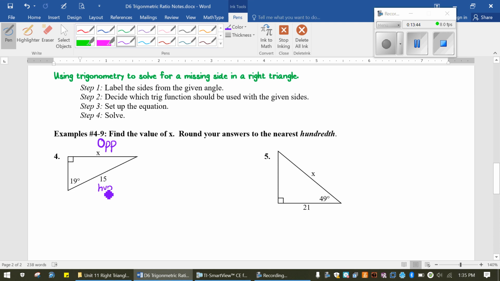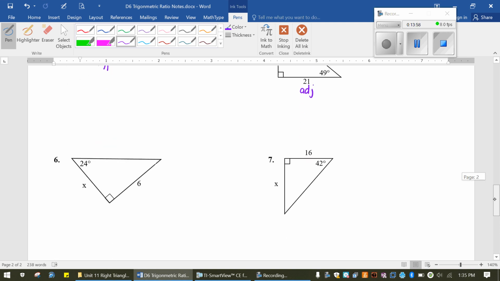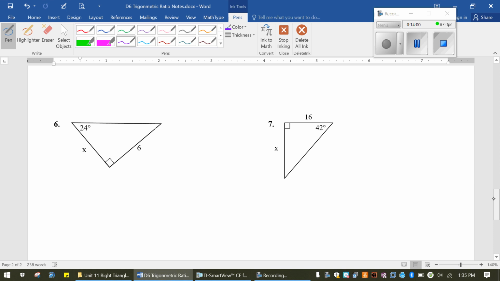Let's look at number 5. From 49 degrees, this 21 is our adjacent side, and then again, we have the hypotenuse. Let's keep going for the rest of these questions, and then we'll come back up to the next step. From 24 degrees, 6 is the opposite side, and x is the adjacent side.